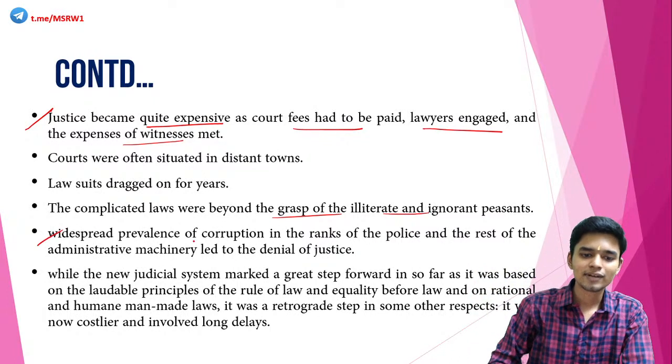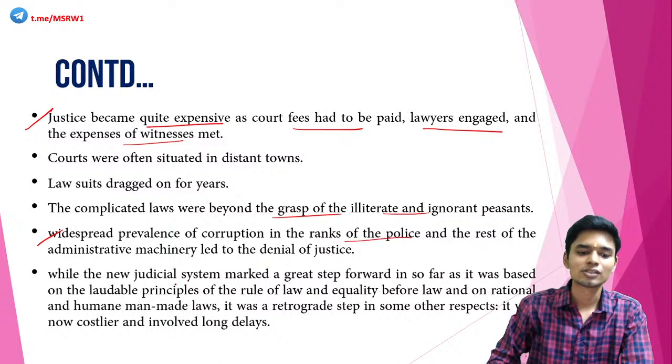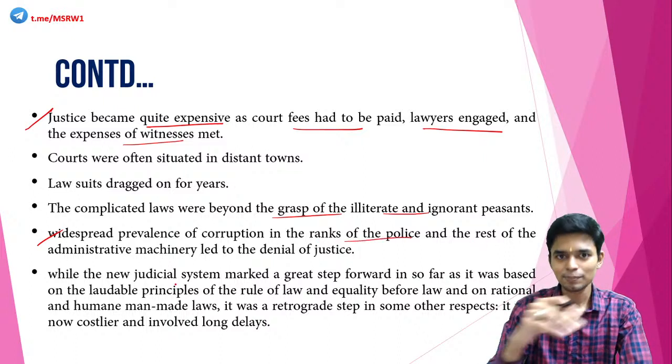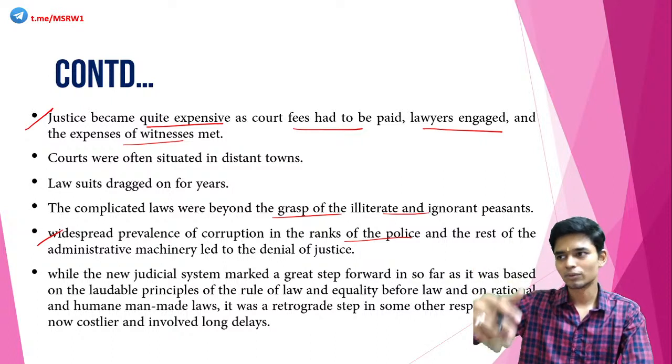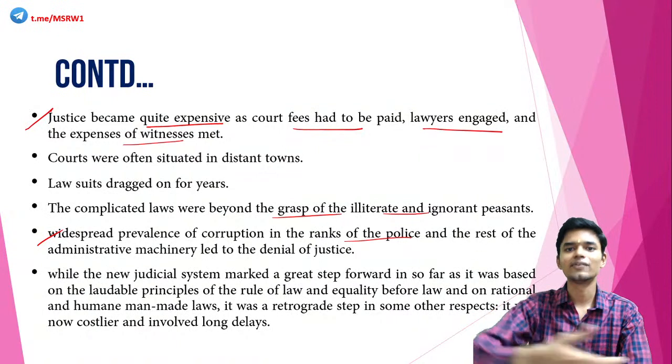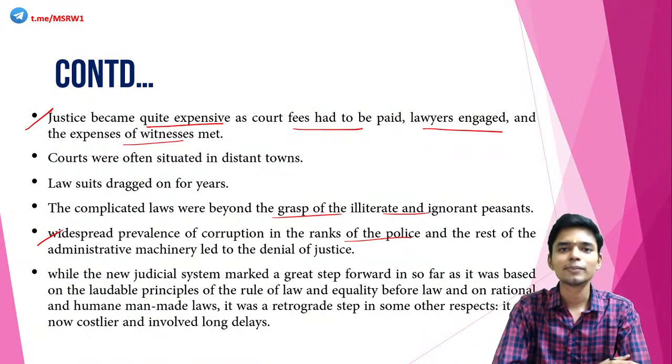Similarly, there was widespread prevalence of corruption in the ranks of police and the rest of the administrative machinery. So it's the police who look into all this. The judiciary makes the decisions, but it's the police who are supposed to investigate and bring evidence. Corruption in police made sure that the judiciary was also crippled.